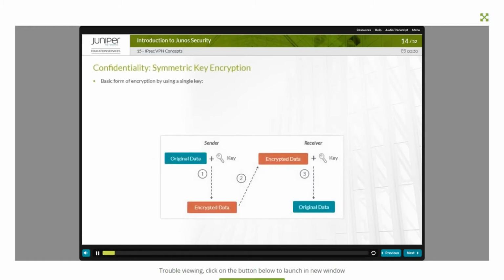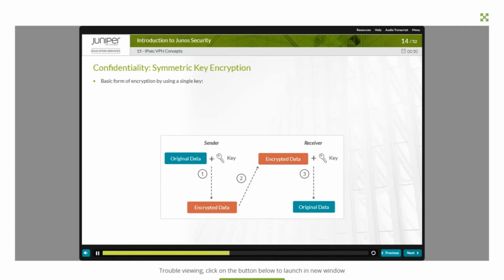Symmetric key encryption is the most straightforward form of encryption with the least amount of overhead. We refer to it as symmetric because the key used to encrypt the data is the same key used to decrypt the data. Thus, the same key must be known on both sides of a connection. Symmetric key sizes range from 56 bits to 256 bits.